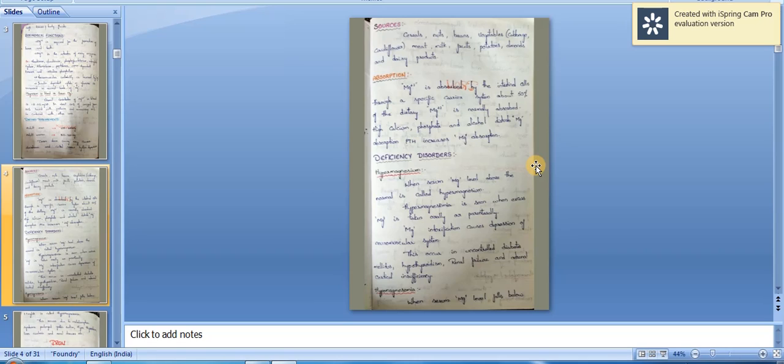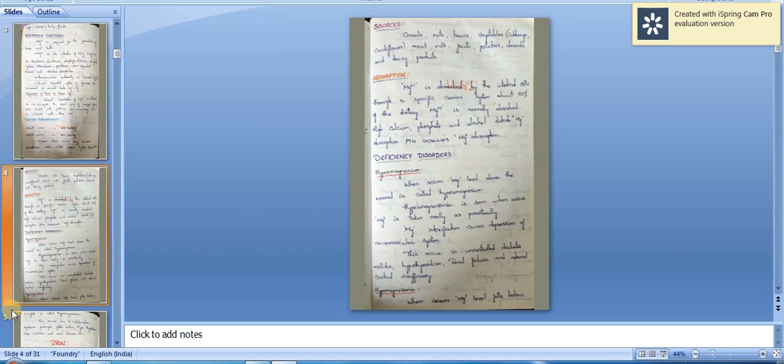Hypomagnesemia: when the serum magnesium level falls below 1.7 mg per dl, it is called hypomagnesemia. This occurs due to malabsorption syndrome, prolonged gastric suction, hyperthyroidism, liver cirrhosis, and renal diseases, etc.